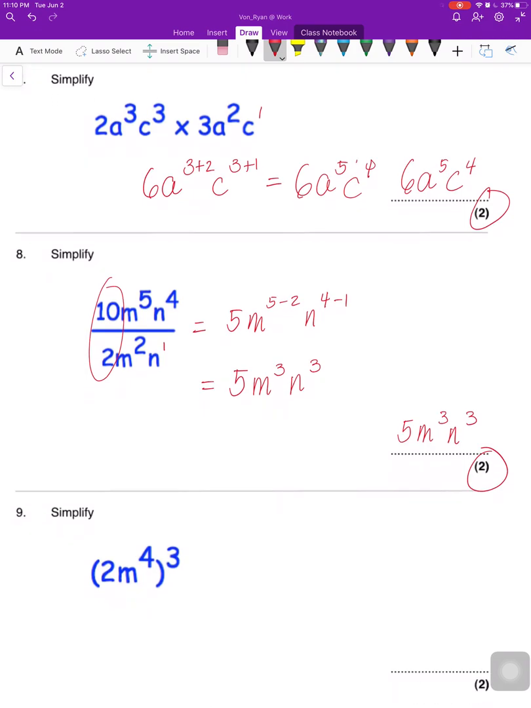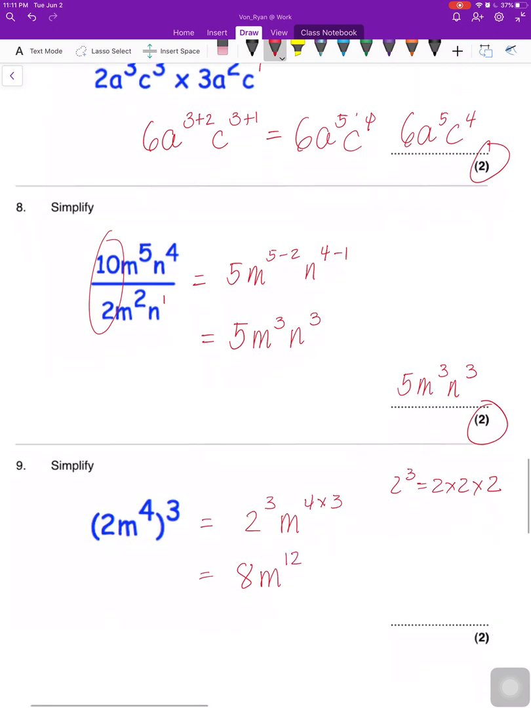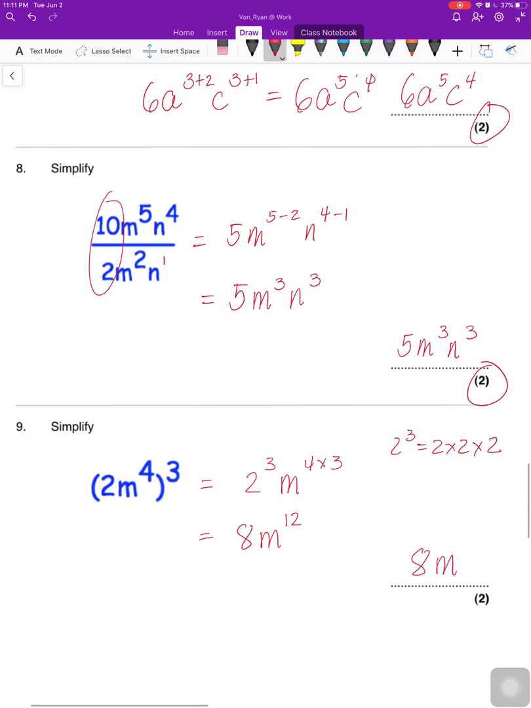And finally, this is power of powers. So that's 2 cubed m raised to, let's just erase this. Okay. m raised to, not adding anymore because this is power of power. So it's going to be 4 times 3. So 2 cubed is 2 times 2 times 2. Let me just write that down on the side. So that's 8. Okay, m raised to 4 times 3 is 12. So that's your final answer there. 8m raised to 12. Right.